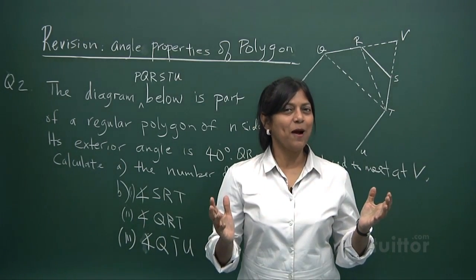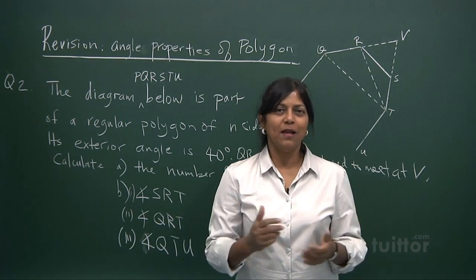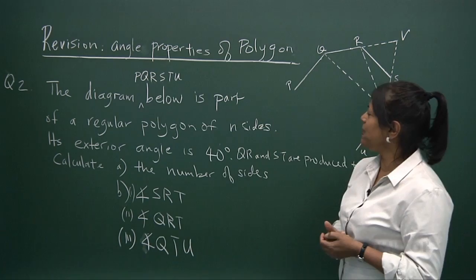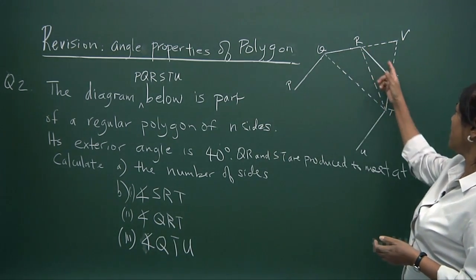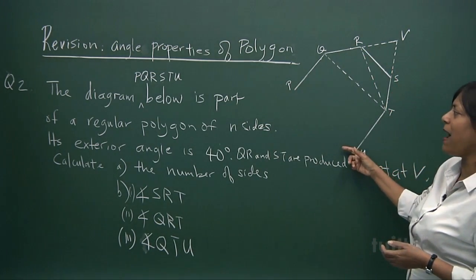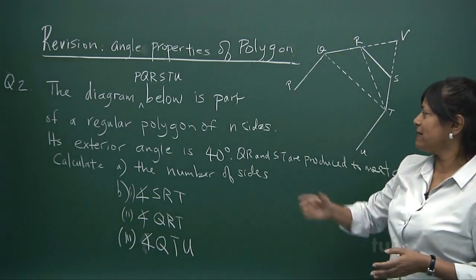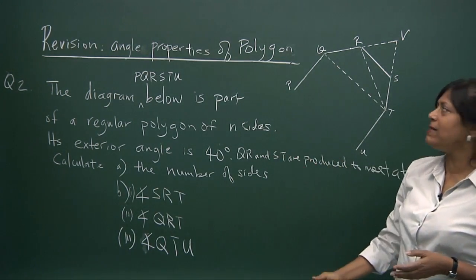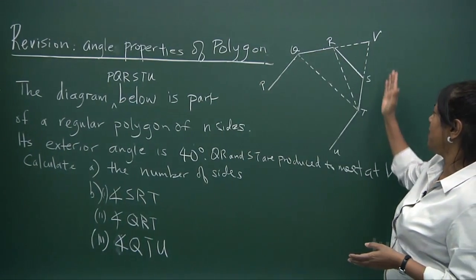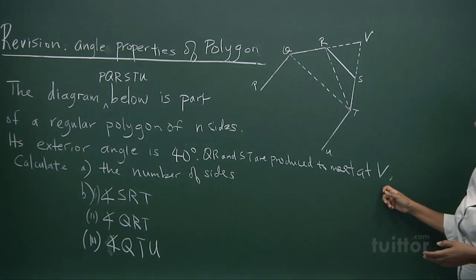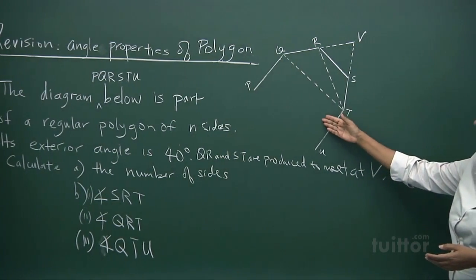All right, we're moving to question two, and it's pretty interesting. They said, the diagram PQRSTU is a part of a regular polygon of n sides. Its exterior angle is 40 degrees, and they tell us that QR and ST are produced to meet at V. Calculate the number of sides of this polygon.